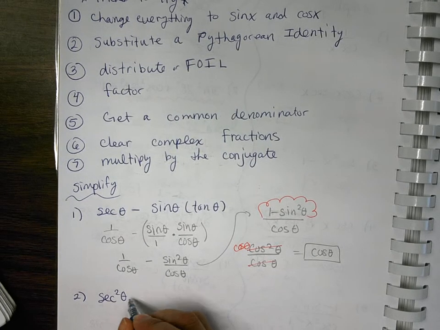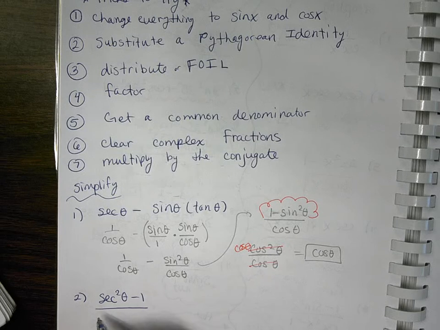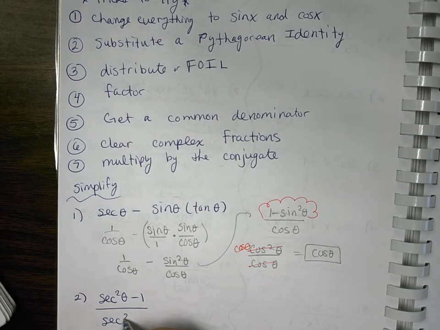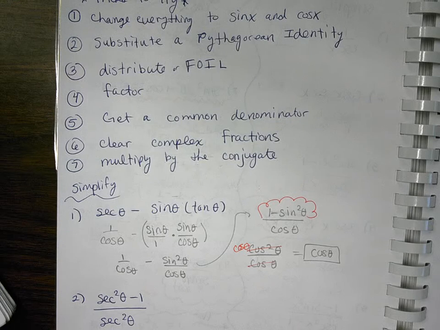Secant squared theta minus 1 over secant squared theta. There is more than one way to approach this. So I'm going to give you guys just a few seconds to think. What would you do? If this was a test question, what would you do? You wouldn't be on your phone, so put those away.